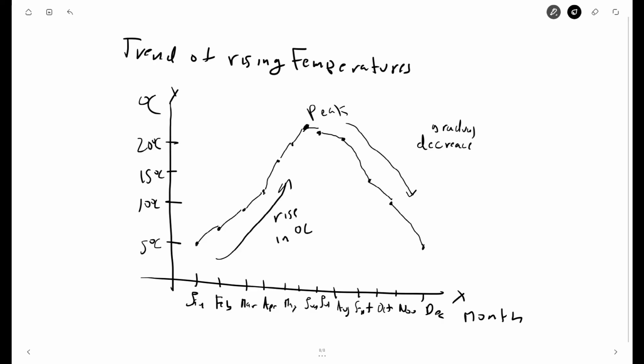So we can label this as 5, 6, 9, 12, 16, 20, 22, 21, 18, 14, 10 degrees Celsius and 6 degrees Celsius. So this is how a time series plot would look like.